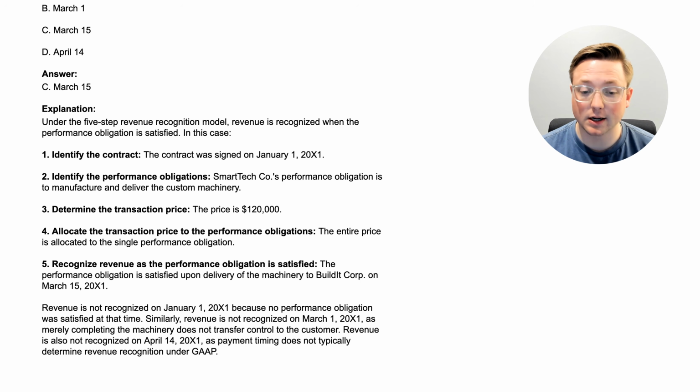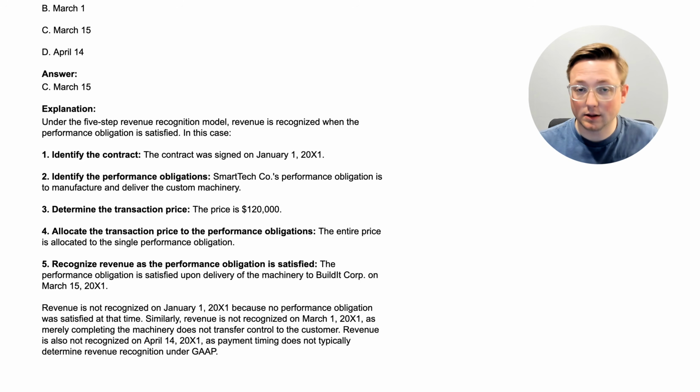Revenue is not recognized on January 1st because no performance obligation was satisfied at that time. That's the date that the contract was created, but that's it. That's the only thing that happened when the contract was created. Similarly, revenue is not recognized on March 1st, 20X1, as merely completing the machinery does not transfer control to the customer. Revenue is also not recognized on April 14th, as payment timing does not typically determine revenue recognition under GAAP.